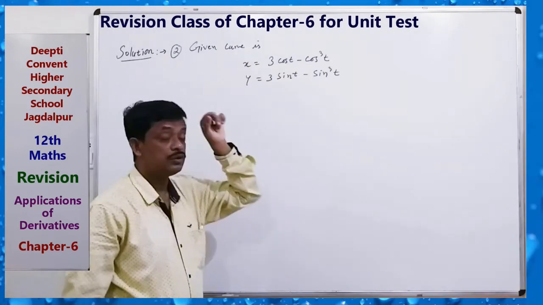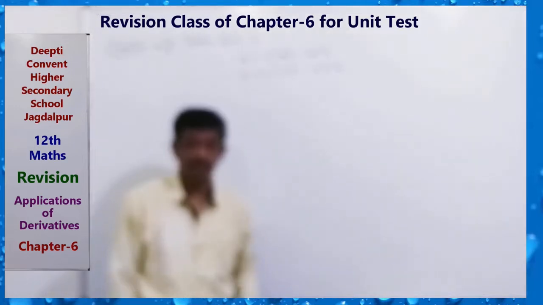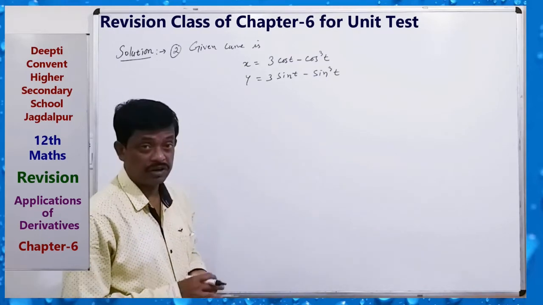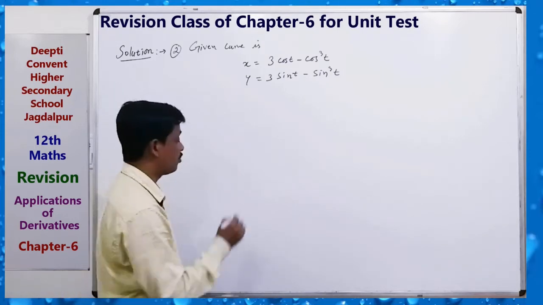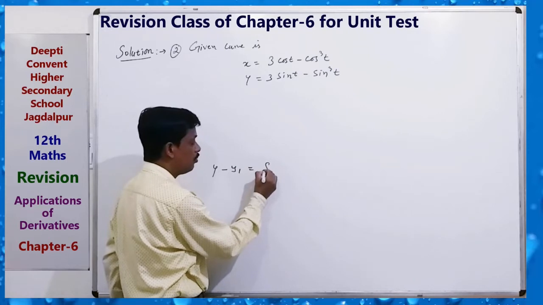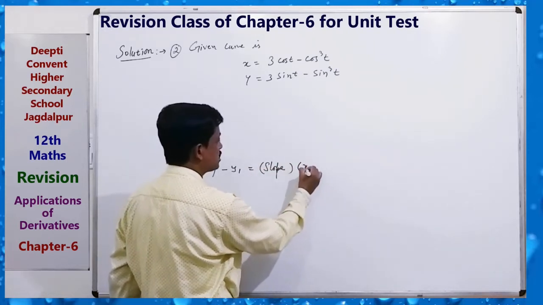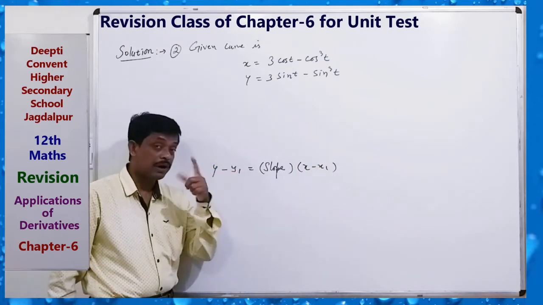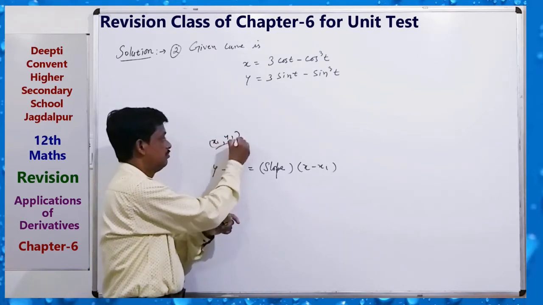We have to find the equation of normal. Here the topic is related to tangent and normal. We know how we can find the equation of tangent and the equation of normal. The equation of a line, we know the formula is: y minus y1 equals slope times x minus x1. That is the equation of a line which passes through a particular point x1, y1.